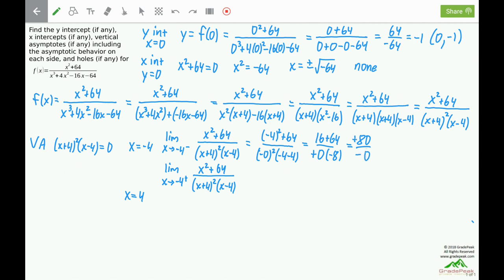The 80 in the numerator is a positive. Positive over negative is negative. Non-zero over 0 is an infinity.